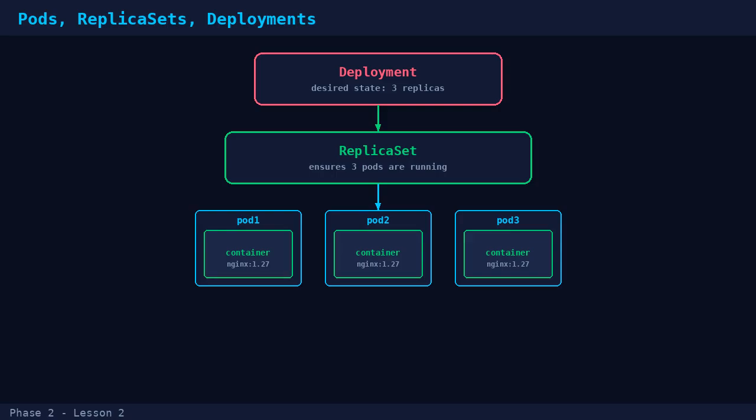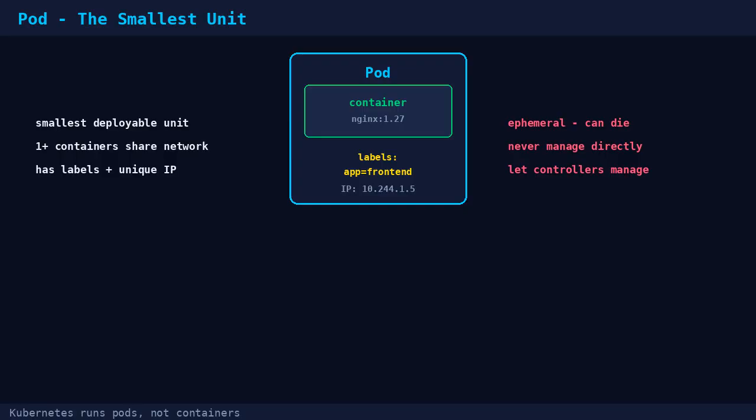Welcome to Lesson 2 of Phase 2. Today we climb the 3 layers of Kubernetes: pods, ReplicaSets, and deployments. This is where the mountain gets real. By the end, you will understand the YAML manifest, rolling updates, rollbacks, and scaling. Let's go. First, the pod.